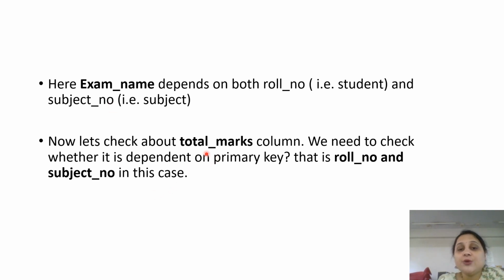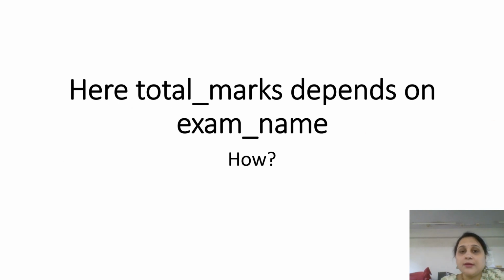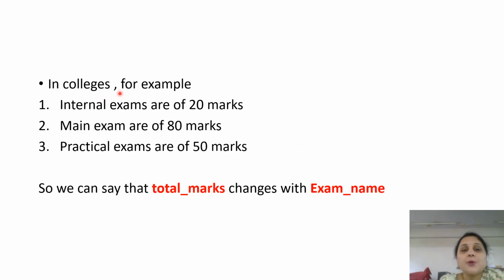Now we will check the second new column, that is total marks. We need to check whether it is dependent on the primary key. And what is the primary key? Roll number and subject number in our example. Here total marks are dependent on the exam name. Let's check how. In some colleges, for example, internal exams are of 20 marks, main exams are of 80 marks, sometimes practical exams, if applicable, are of 50 marks, and so on. We can say that the total marks are changing with exam name.